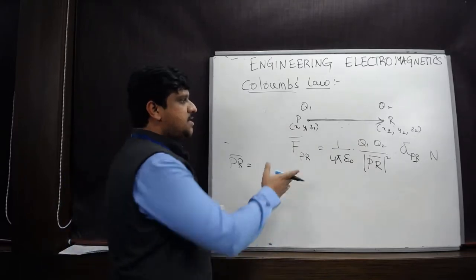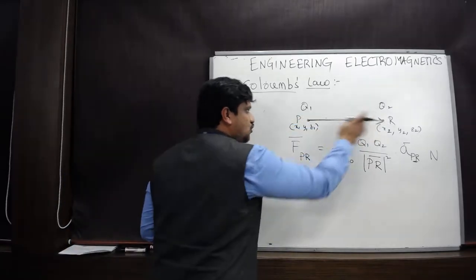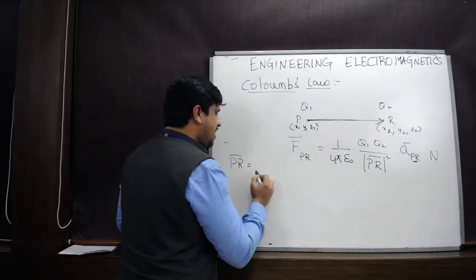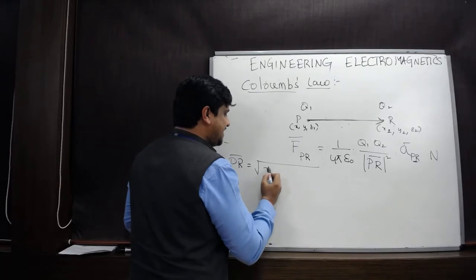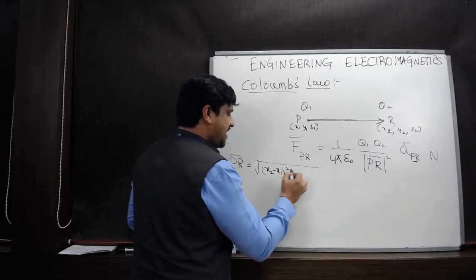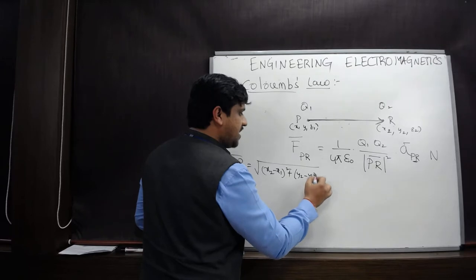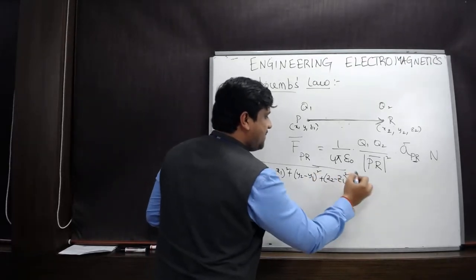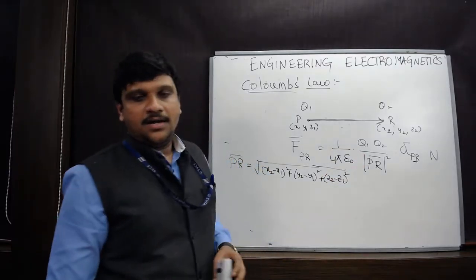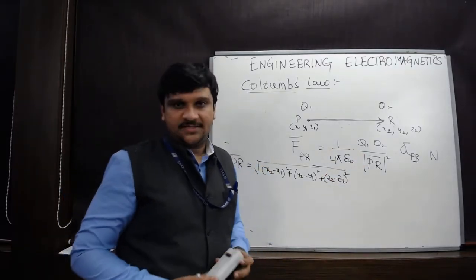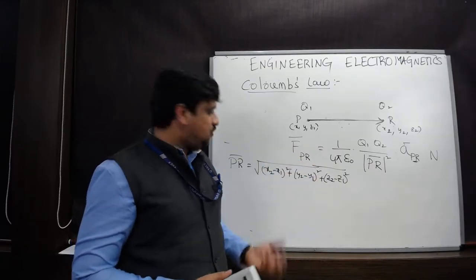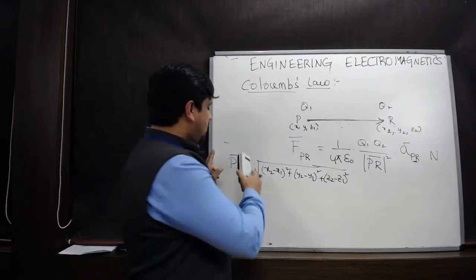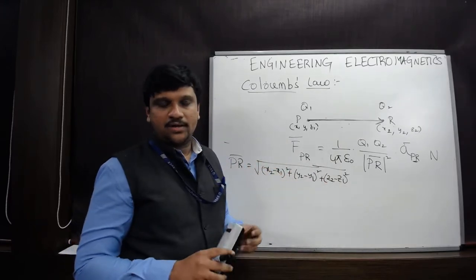So for that matter, here the force is exerted on Q2 because of Q1. The distance between here and here can be calculated by PR bar is equal to square root of x2 minus x1 whole square plus y2 minus y1 whole square plus z2 minus z1 whole square. This is the basic mathematical formula to find out the distance between two points. The same we applied here to get PR bar. So PR bar is equal to this formula.